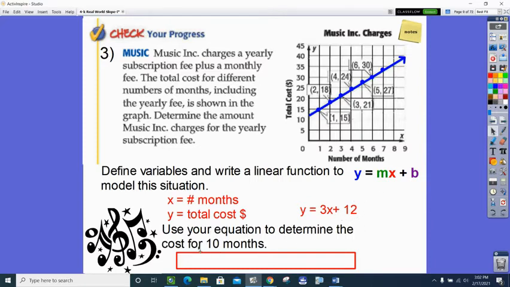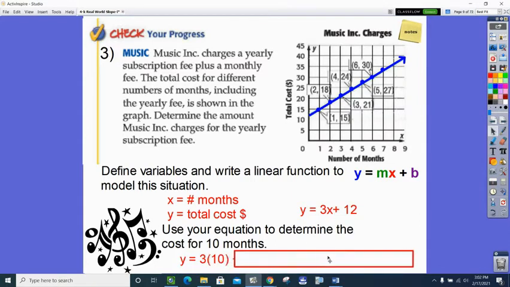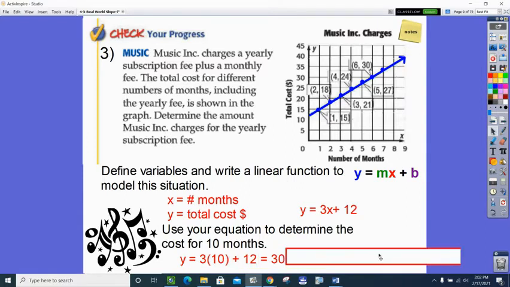Can we use our equation to determine the cost for 10 months? Now remember, x is the number of months, so I'm going to put 10 in and do the math. 3 times 10 is 30. Add it to 12, and I will get $42. So if I was a member for just 10 months, I would pay $42.